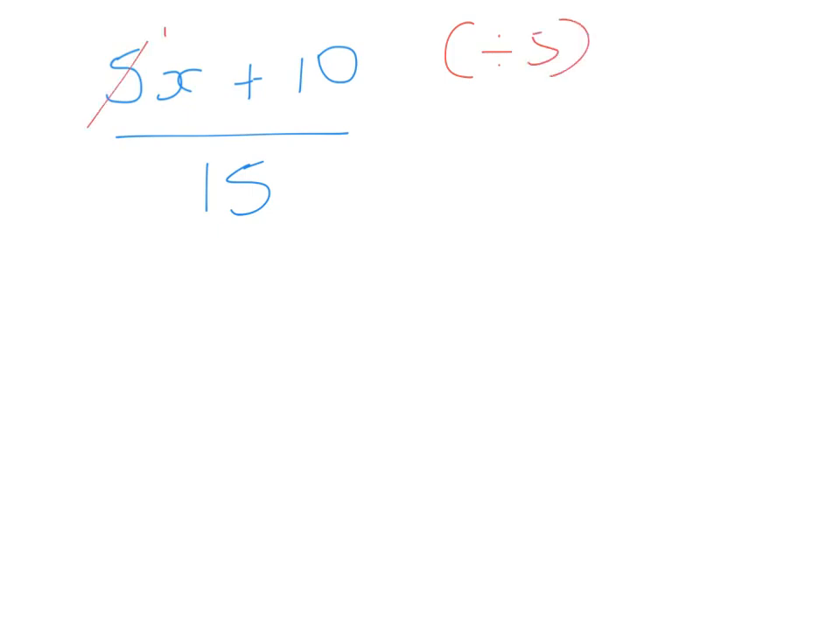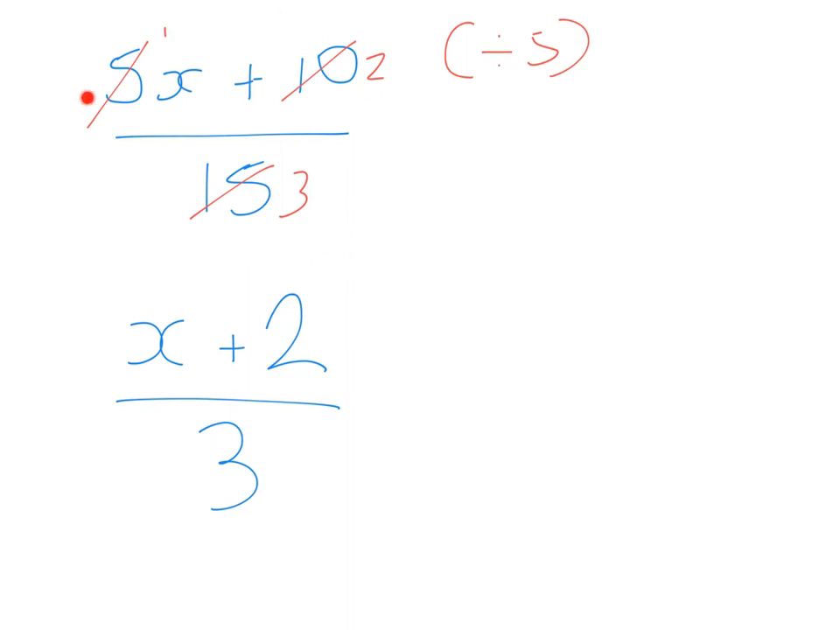5 into 5 goes once, 5 into 10 goes twice, 5 into 15 goes 3 times. So we end up with 1x, which is just x, plus 2 over 3. So 5x plus 10 over 15 simplifies to x plus 2 over 3.